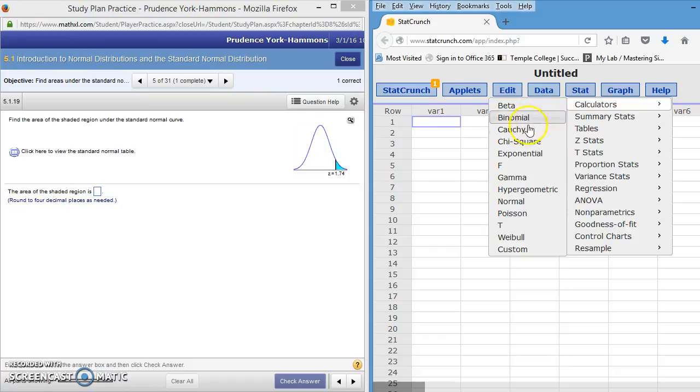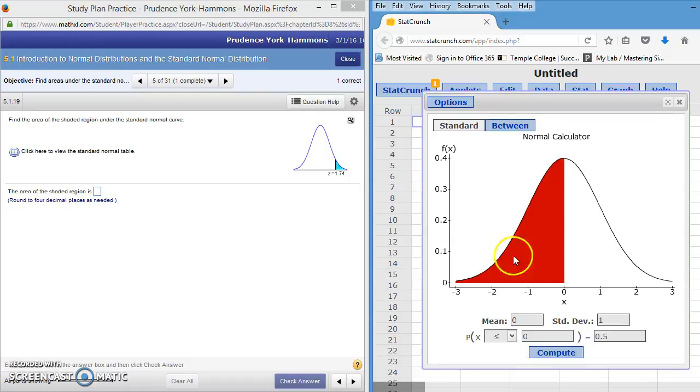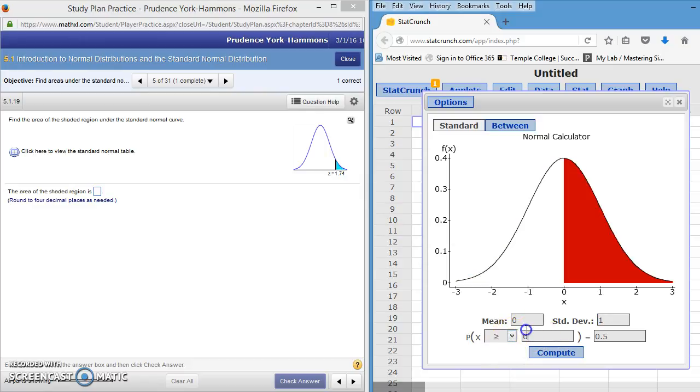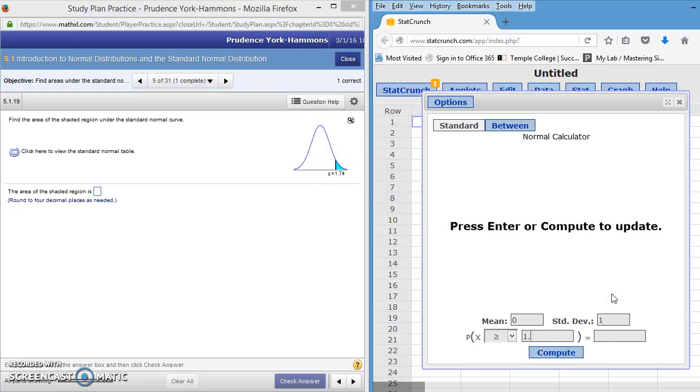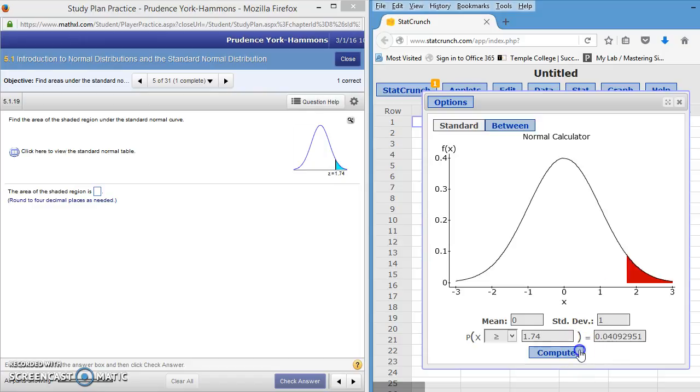So I'm going to go to Calculator, Normal. The mean is still 0, and the standard deviation is 1. This time I want the area to the right, which would correspond to the inequality greater than or equal to. And the value they've given me for z is 1.74. And so when I compute, I get a red area that looks much like the blue area in my stat lab or MSL. And the area of the shaded region to 4 decimal places, 0.409.